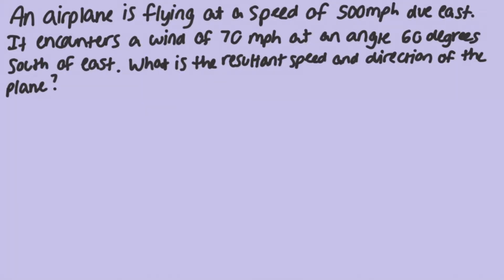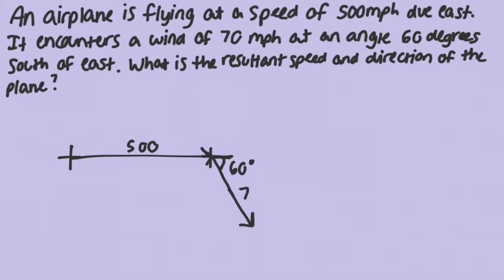Looking at this example, an airplane is flying at a speed of 500 miles per hour due east. As you're drawing these out, I would draw little compasses before each vector. So if it's going east, it's going to the right. It encounters a wind of 70 miles per hour, so another little compass, 70 miles per hour at an angle 60 degrees south of east. If this is east, it's going 60 degrees south of it. So this angle is 60 degrees. It is going 70 miles per hour. What is the resultant speed and direction of the plane?